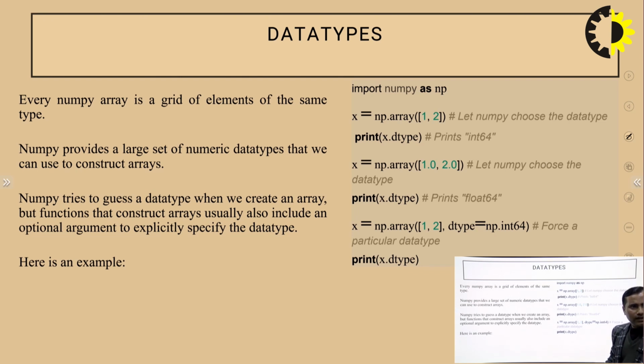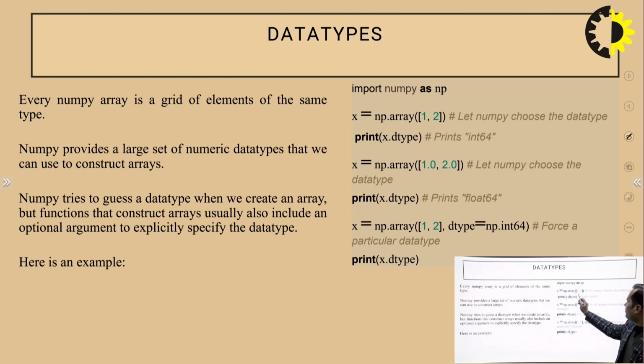Every NumPy array is a grid of elements of the same type, as I have said. And NumPy provides a large set of numeric data types that we can use to construct arrays. NumPy first guesses a data type when we create an array. But functions that construct arrays usually also include an optional argument through which we can specify data types as per our requirements. Here is an example.